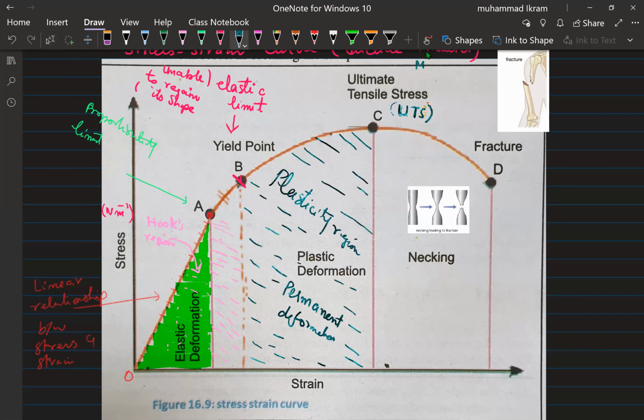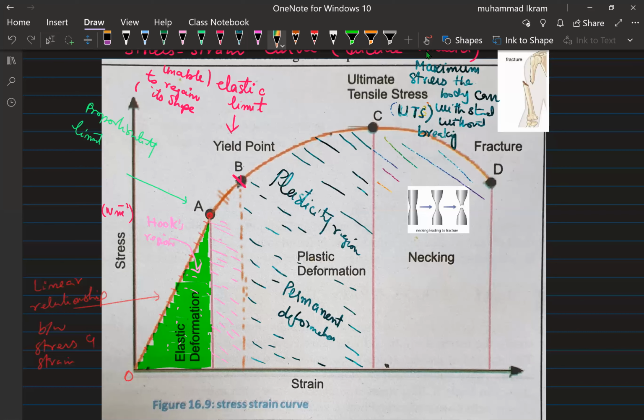The ultimate tensile stress is the maximum stress the body can withstand without breaking. This is called the ultimate tensile stress. Beyond this, necking occurs. Once you cross the UTS, necking occurs. This is called the necking.